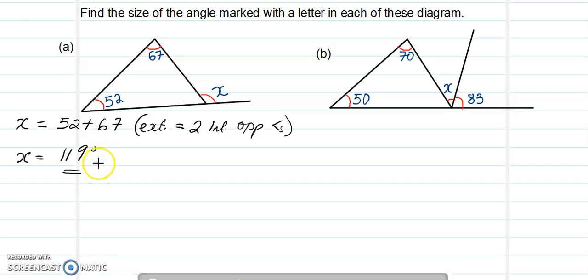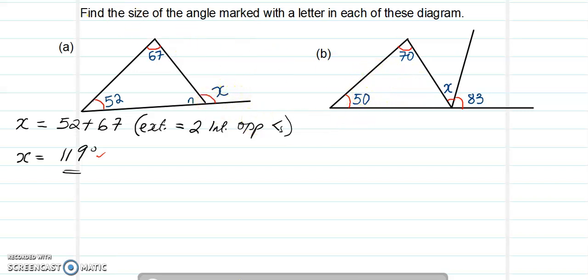Or you can try it this way, at your own convenient time. You can assign any letter here, maybe n. Then I know that 67 plus 52 plus n is equal to 180. So if I sum the two and subtract from 180, that gives me n. I equally know that angles on a straight line equal 180, so n plus x is equal to 180. Use that pattern, you can still have your answer.